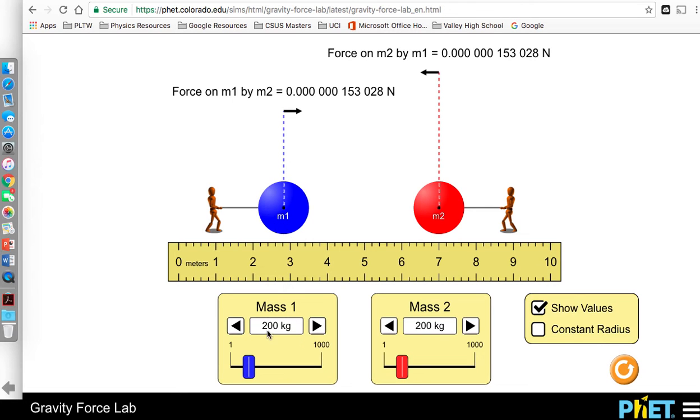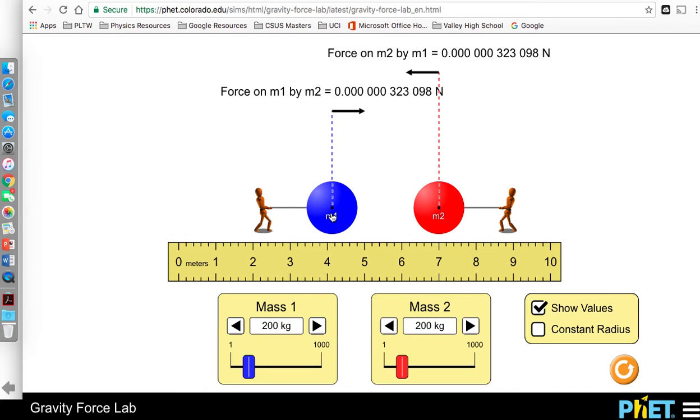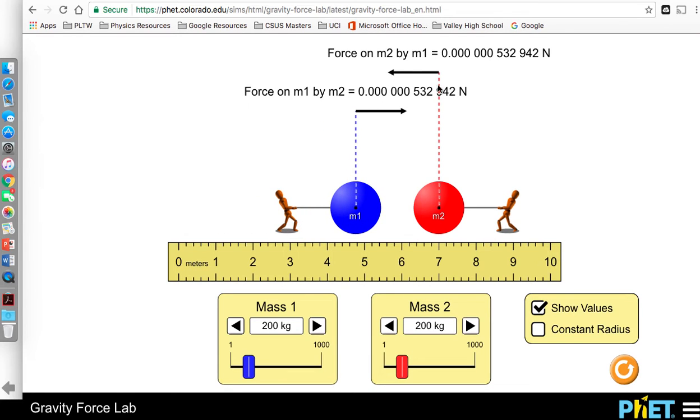If we were to increase the mass of one, let's take a look at what happens to their force vectors on one another. This arrow represents the force on M1 from M2, and this force vector represents the force on M2 from M1. Let's keep the masses the same and just drag them closer to each other. We'll notice they both increase by the same amount of force of gravity. So they have the same amount of force acting on each other, but in opposite directions.